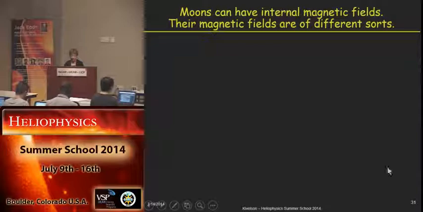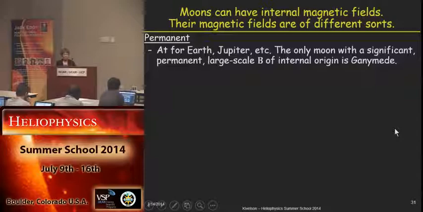Okay, so now I've been talking about conducting moons, but of course my favorite moon is Ganymede, which has an internal magnetic field. But I also kind of like Europa. It has a different kind of internal field. So there are permanent magnetic fields, and those are like Earth's magnetic field and Jupiter's magnetic field.